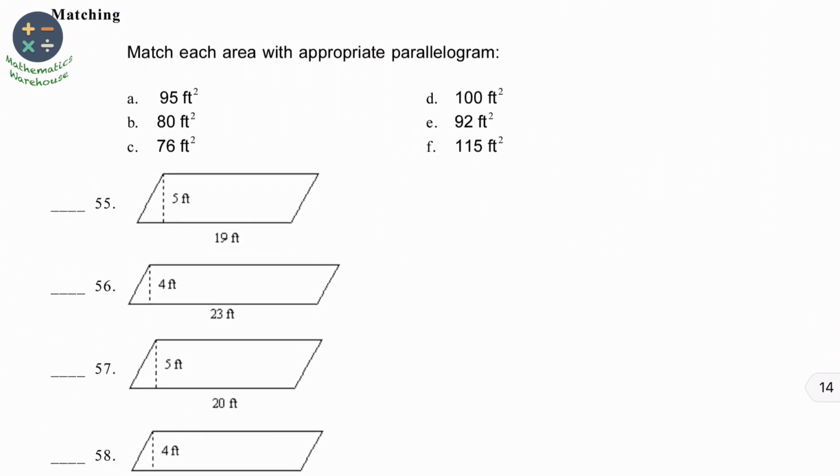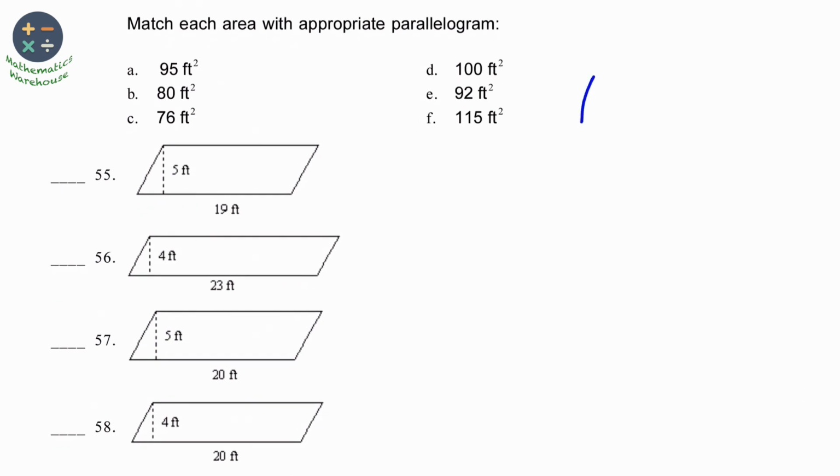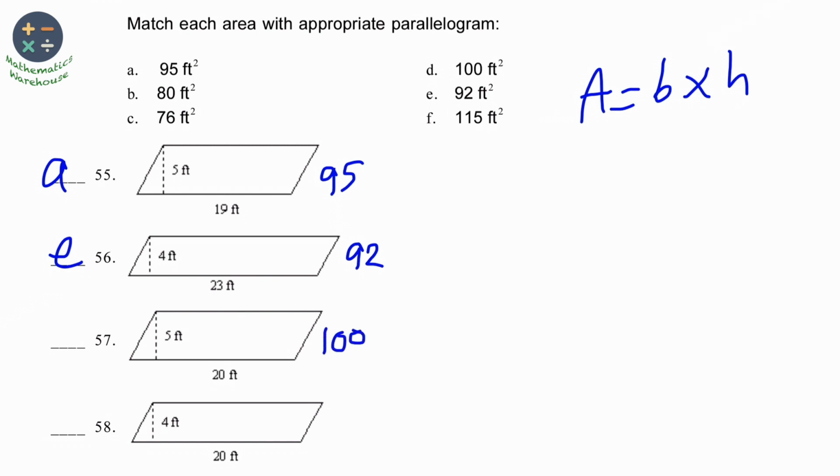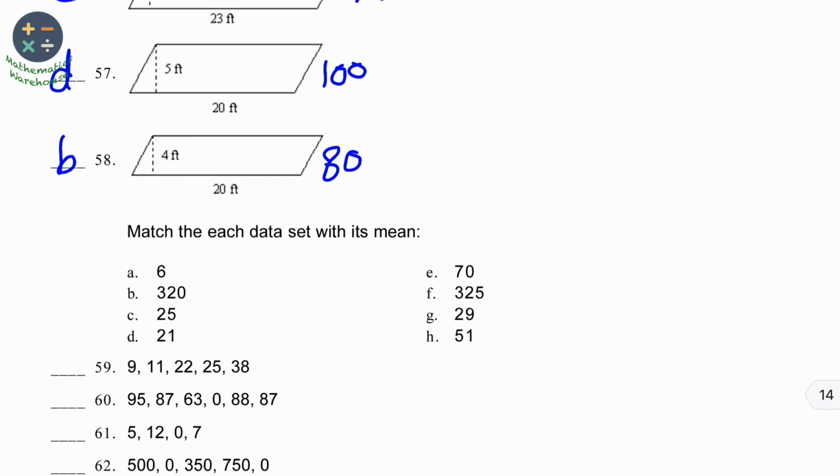Next question, matching. As we know, the area of a parallelogram equals base times height. So the first one, 5 times 19 equals 95, which is A. 4 times 23 equals 92, which is E. And 5 times 20 equals 100, which is D. And 4 times 20 equals 80, which is B. Every time, multiply base times height.